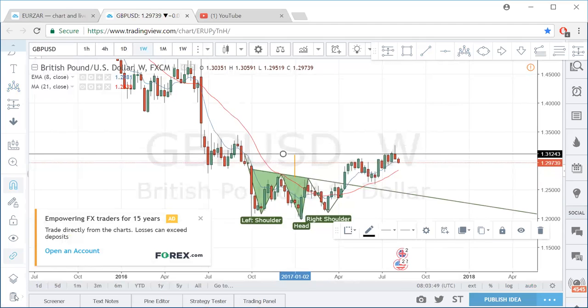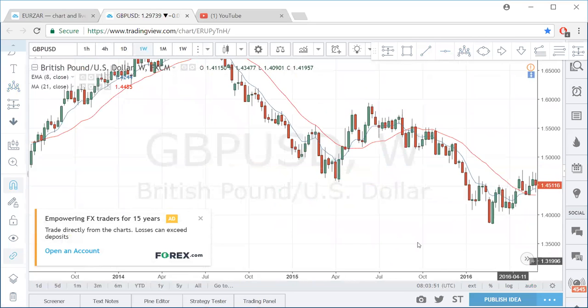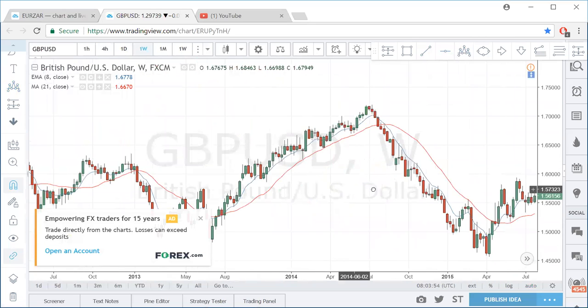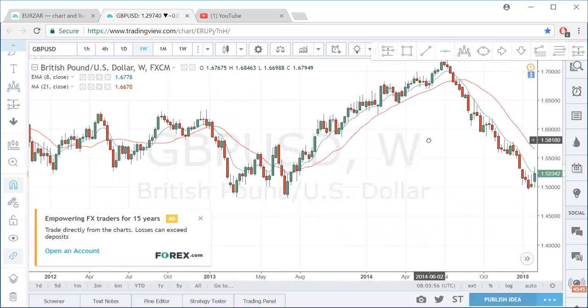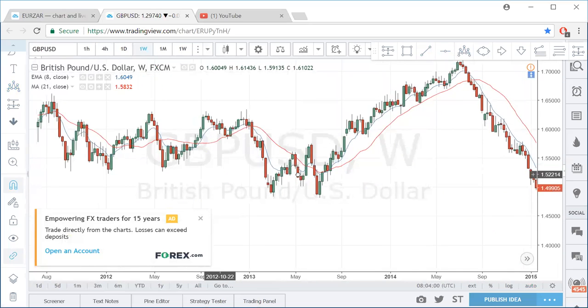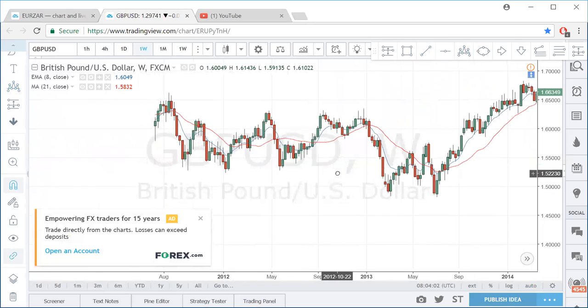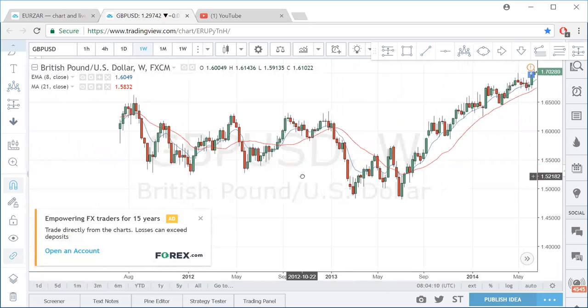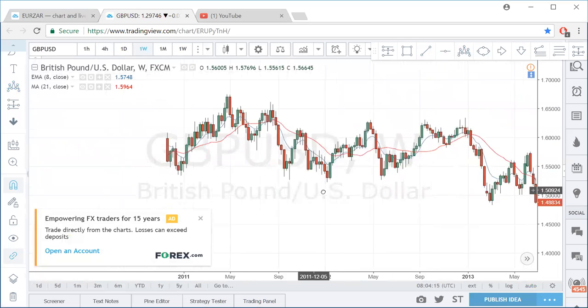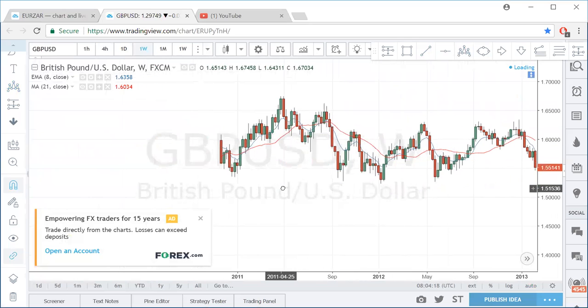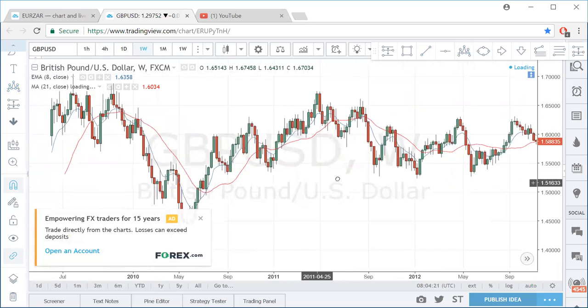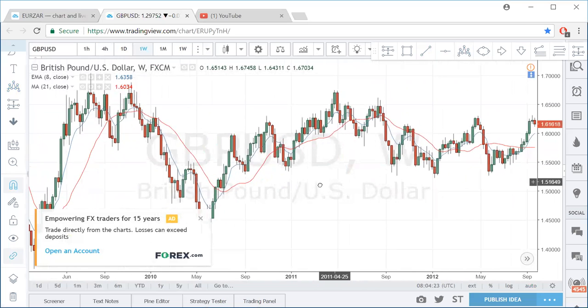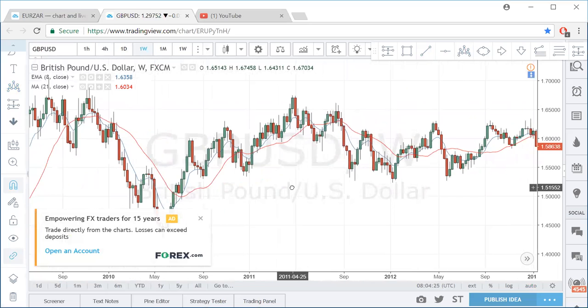Let us try and find more head and shoulders so I can explain. Let's see if we can find more head and shoulders. I'm trying to find a head and shoulder. Okay, I can see some here. This is not a head and shoulder. Bear in mind, the head must always be above the shoulders, right?